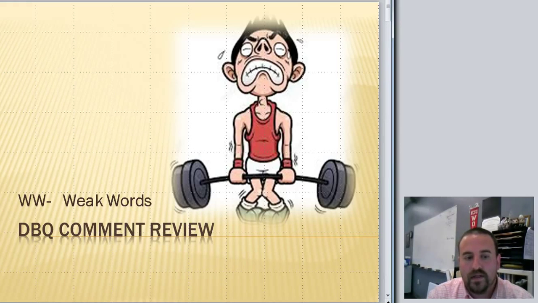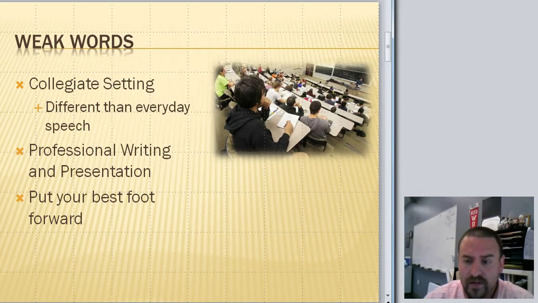Alright, so in this video we're going to tackle one of the more controversial elements of the writing in this class. It's where you'll sometimes see a WW on your DBQs. This indicates that you've used some weak words that we need to shore up. And the reason for this is because we're at a college prep school.